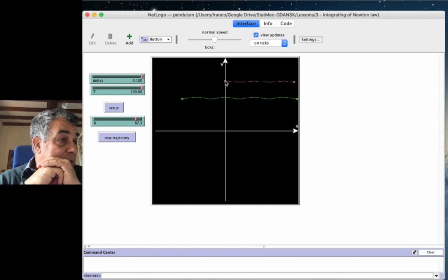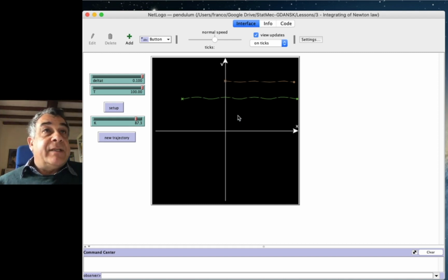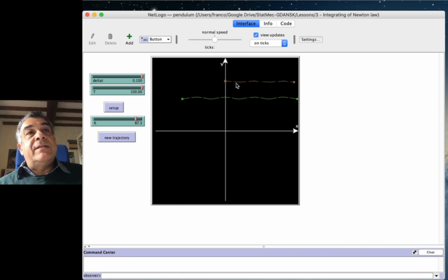I don't have here an experimental system. I could have built one, but it is very simple. So it starts oscillating. Clearly, if I give it a very strong kick, it simply goes turning around.